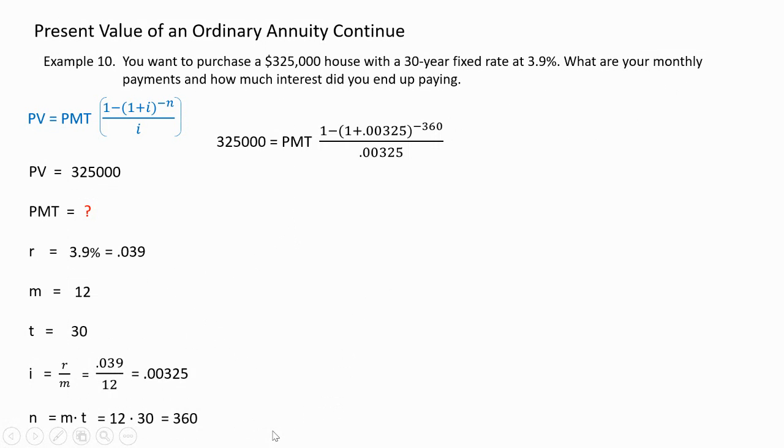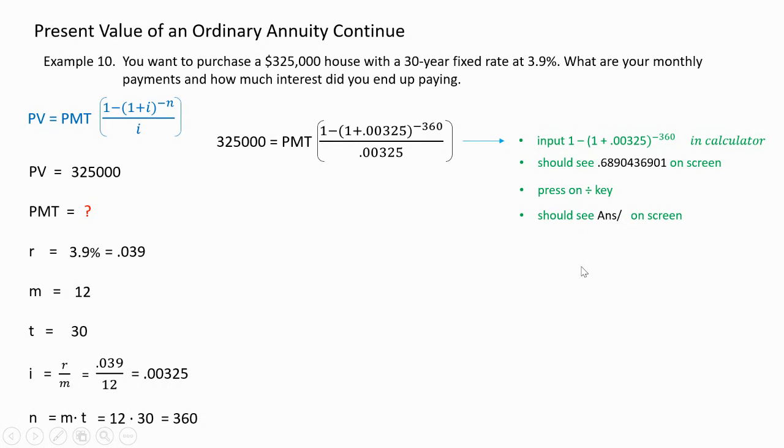So again, we plug everything in. And again, we're going to do it like before, right? Because at times, guys, students will tend to mess up when they try to put everything like that in the calculator, which can be done, but you have to be real careful with the parentheses. That's why I tell my students to just follow my method here, right? So you're going to put the numerator here into the calculator. There it is. Then you're going to get the answer. So the answer from 1 minus 1 plus 0.00325 to the negative 360 will give us 0.689, and you see the rest, right?